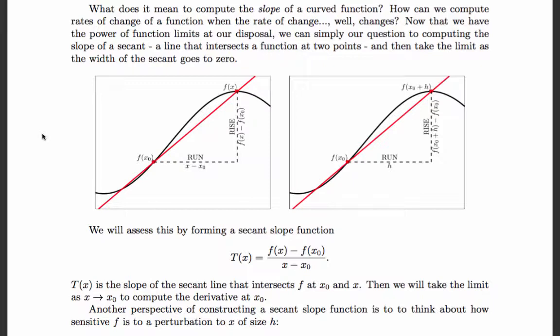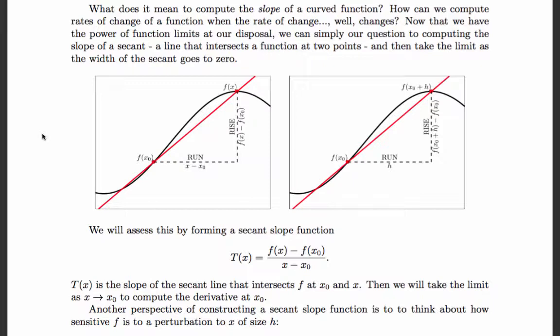The same question can be posed: how do we compute the rate of change of a function when the rate of change, well, changes? Now that we have the power of function limits at our disposal, we can simplify our question to computing the slope of a secant, a line that intersects a function at 2 points, and then take the limit as the width of the secant goes to 0. Specifically, take the limit of the secant's slope.